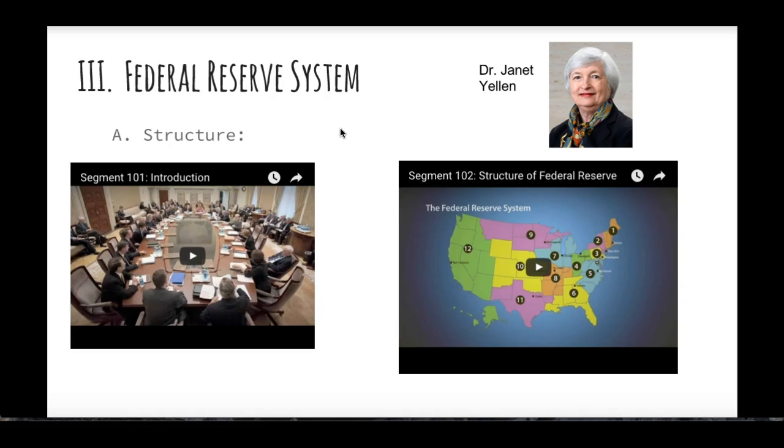Now, within the Federal Reserve System, we also have 12 Federal Reserve banks, and these are our regional reserves. The heads of those regional reserves are not president appointed. Those are actually chosen by the board of governors. So they will actually choose those.